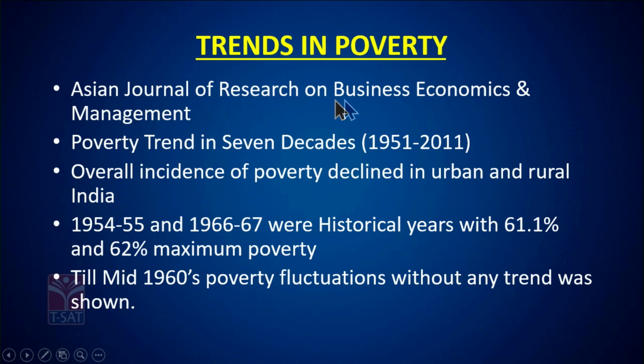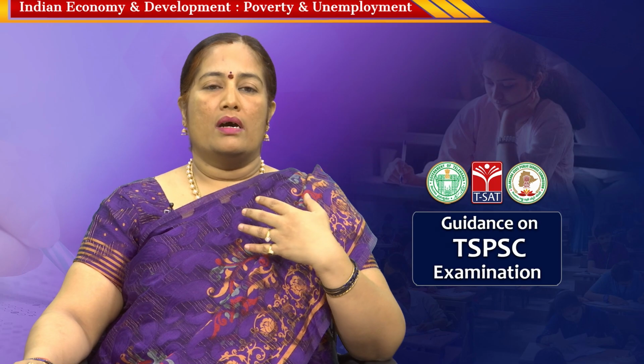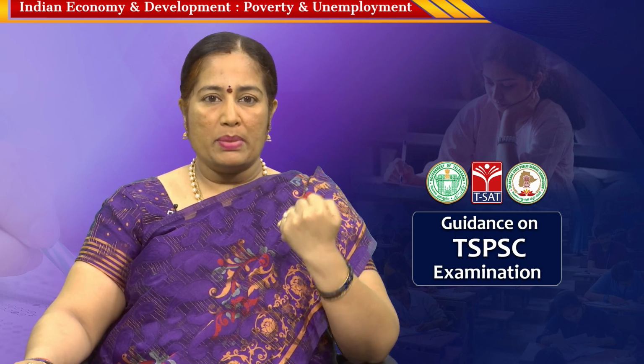So the Asian Journal of Research on Business Economics and Management has given information about the poverty trend in 7 decades from 1951 to 2011, almost 70 years. What had been the improvement in controlling the poverty? Overall incidence of poverty declined in urban areas and even rural India. Incidence of poverty is nothing but the head count ratio. Head count ratio is the number of heads who are counted as the people or number of persons suffering from the problem of poverty.